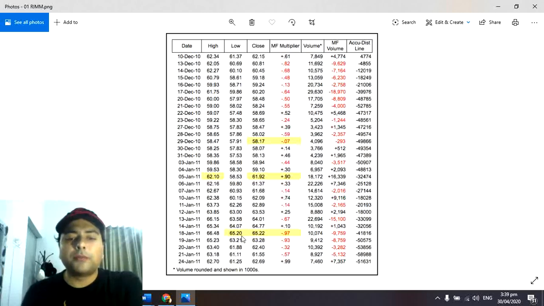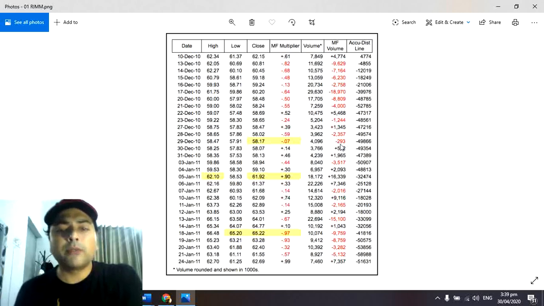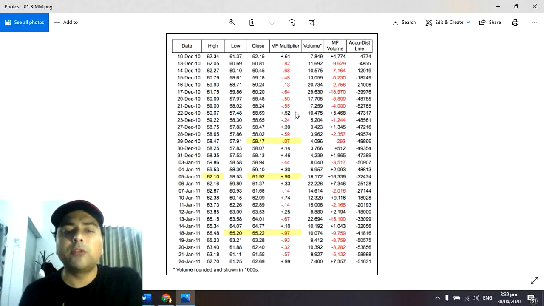Now, all of the volume is positive when the multiplier is +1, and all of the volume is negative when the multiplier is -1. When the multiplier is 0.5, as you can see on 22nd of December, only half of the volume translates into money flow volume. On this date, 10,475 was the volume for the day, and the money flow multiplier was 0.52, which translated into a money flow volume of 5,468.